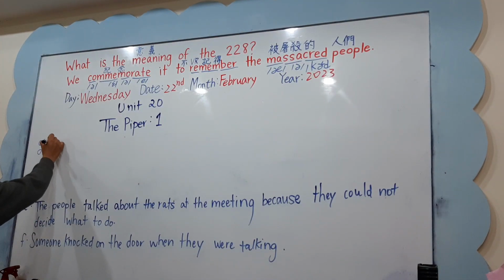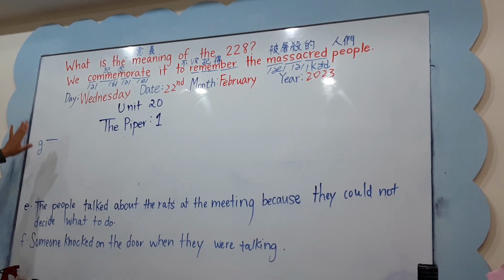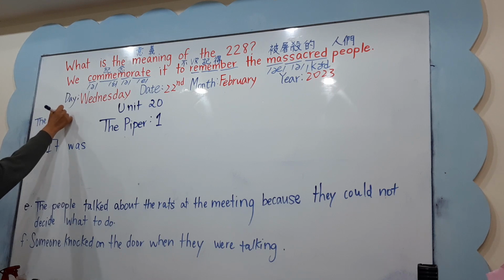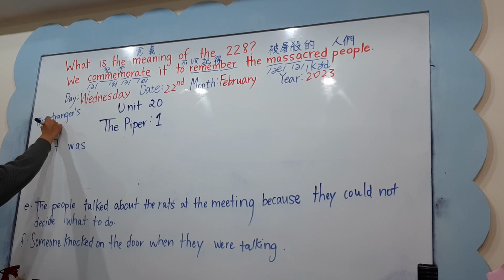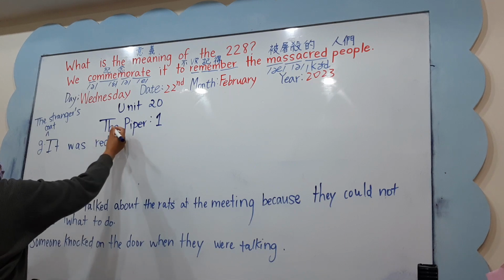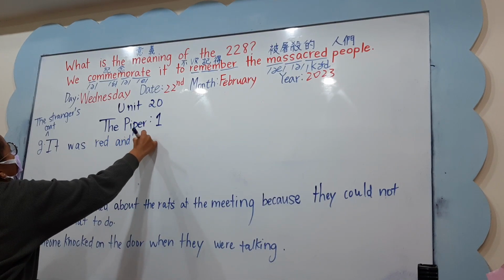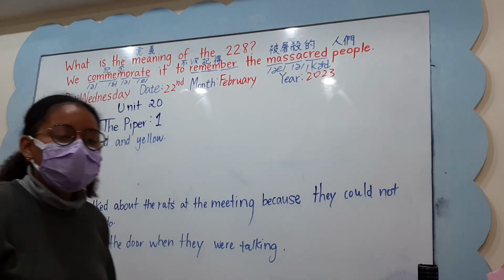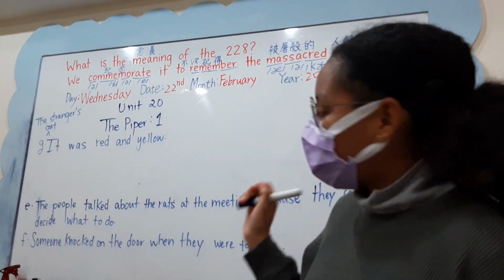So how would we answer? What color was the stranger's coat? How would we answer in a complete sentence? Henry, do you know? What color was the stranger's coat? How would we answer using a complete sentence? Okay, so we can say it was, or we can say the stranger's coat was red and yellow, or it was red and yellow. Good. The stranger's coat was red and yellow, or it was red and yellow.